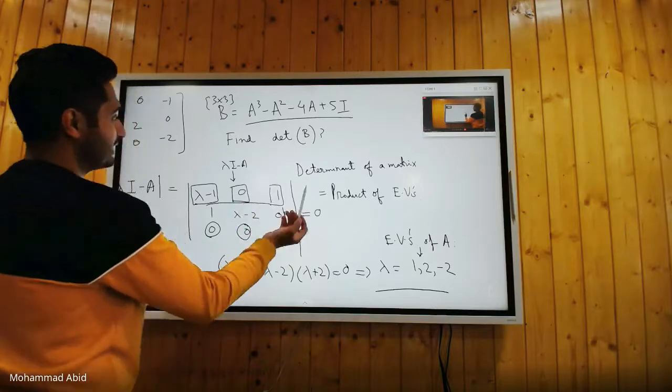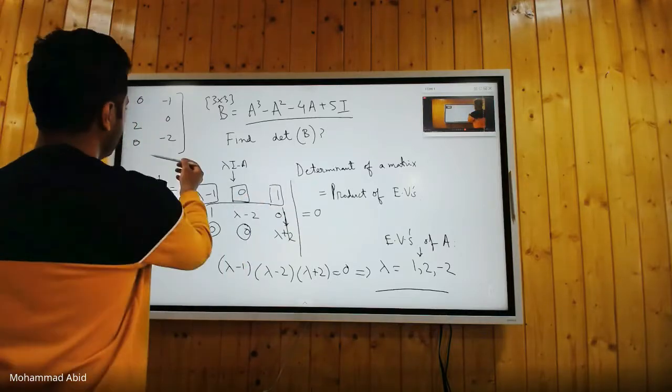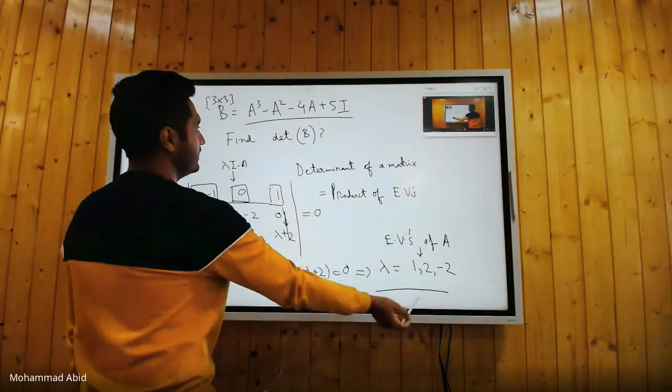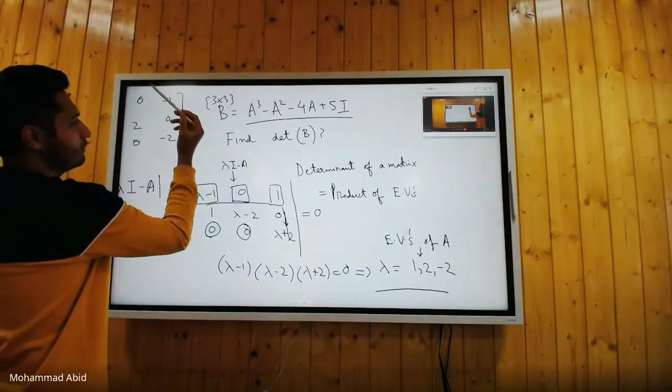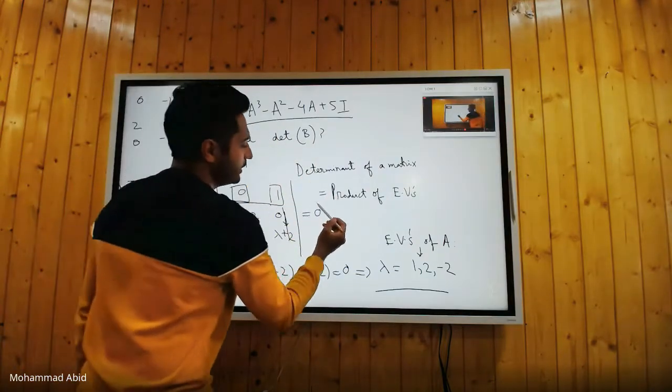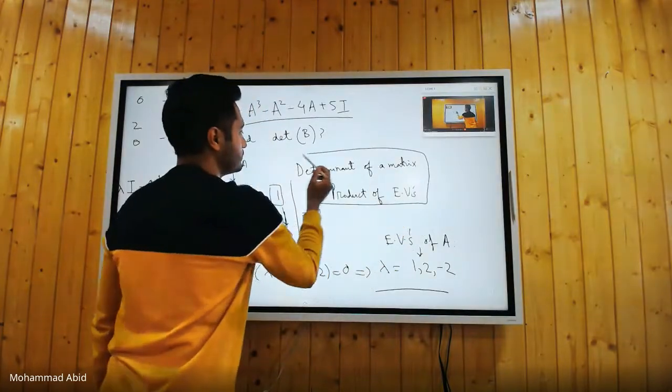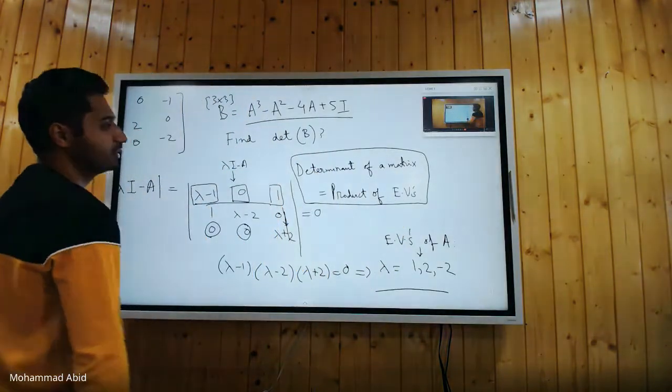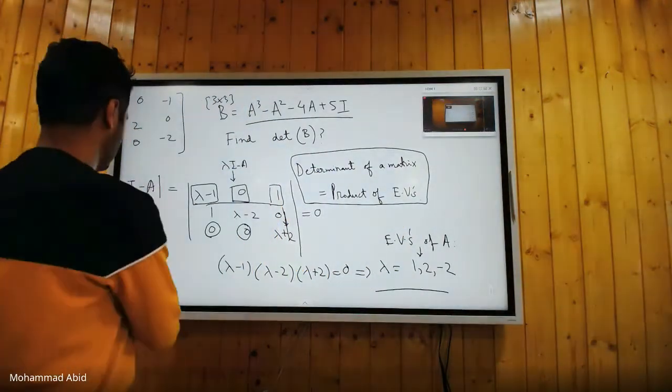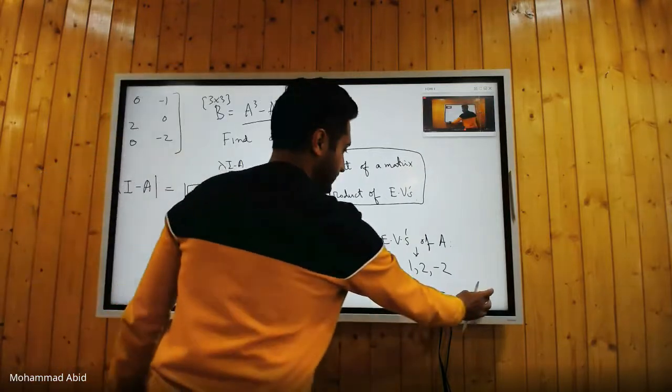So the information I'm extracting here from the question is, if I know the eigenvalues of A, from that I can evaluate eigenvalues of B. And once I have eigenvalues of B, I can use this thing: the product of those eigenvalues will be the determinant of the matrix B. Okay. So how will you find the eigenvalues of B?